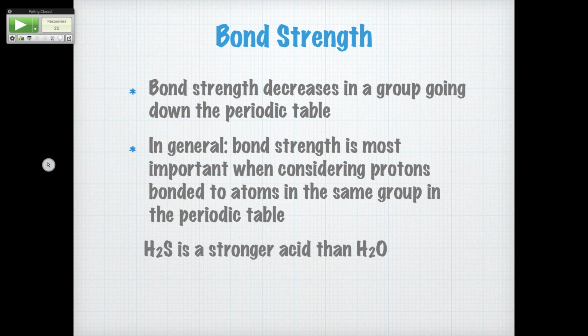Okay, you look at H2S versus H2O. H2O is water. H2S is hydrogen sulfide. It's the stuff that stinks in rotten eggs. That's literally what it is. It's H2S that you're smelling if you have ever in your life cracked an egg and had it be bad. I mean, it's happened to me a couple times in my life, you know, all 20 years of it. All right, so H2S is stronger than H2O. S is below O on the periodic table.